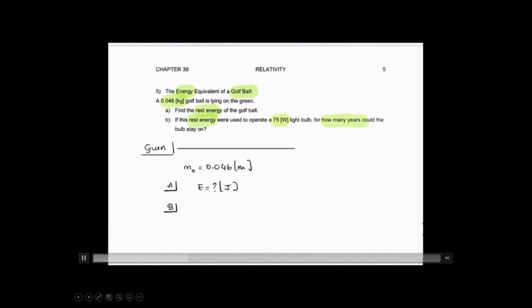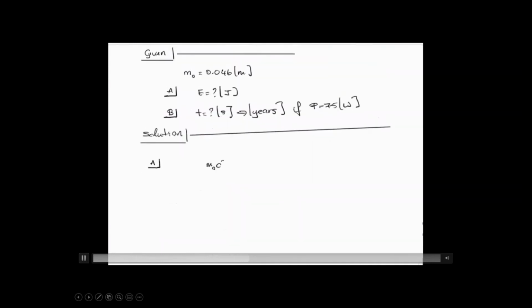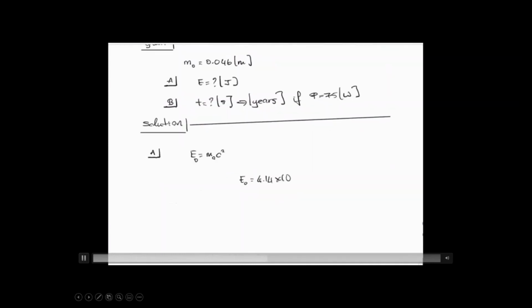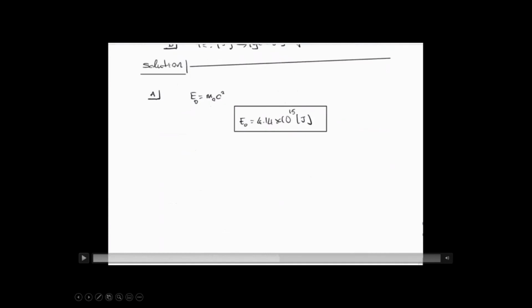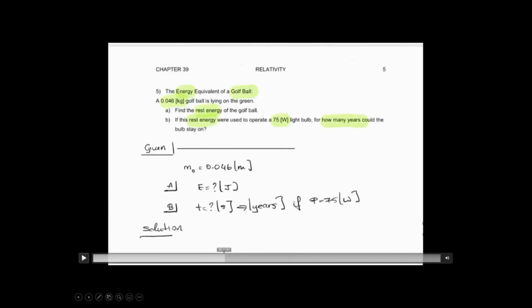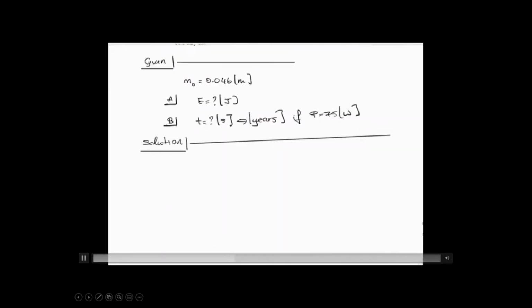All right, so here's the rest mass of the light bulb. So what's the energy of it? The energy of it is going to be E equals mc squared, obviously. Plug your numbers in, and then you're going to get an answer in terms of joules. And the power of the light bulb is given. What's the power? The power is going to be 75 watts.